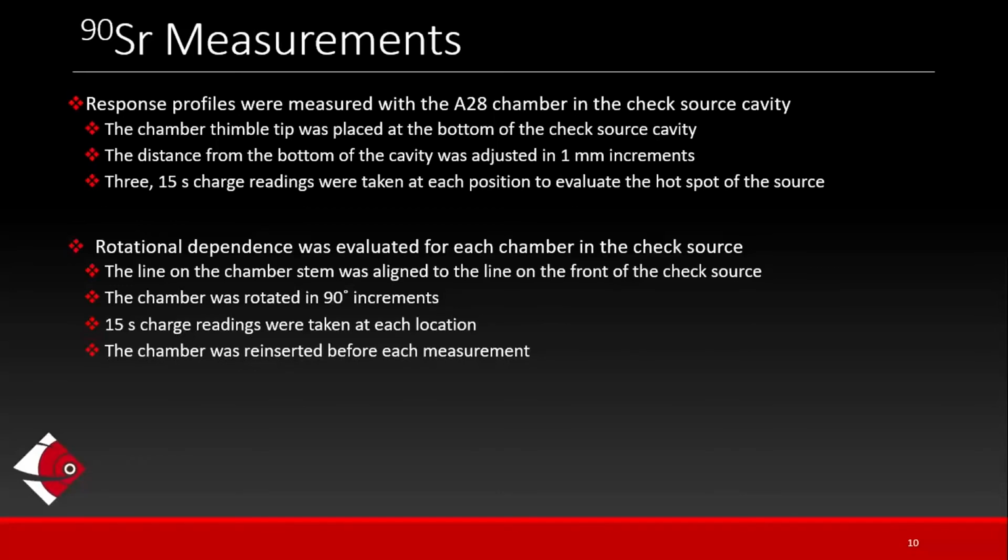Additionally, the rotational dependence of the chambers was evaluated in the check source. The line on the stem of the chamber was aligned to the line on the front of the check source, and the chamber was denoted as the 0 position at that position. 15-second charge readings were taken at each location, inserting the chamber before each measurement was taken, as recommended by the manufacturer. The chamber was rotated in 90-degree increments about the 0-degree position, and the response at each location was normalized to the 0-degree position.